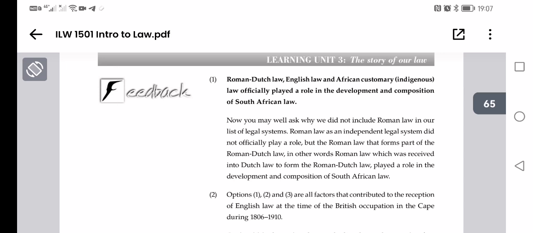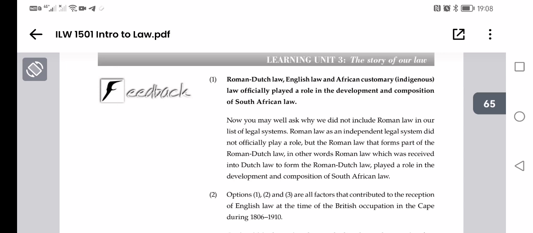Question 3. Statement A is incorrect. Only since the adoption of the Constitution in the 1990s has African customary law been playing a role in the development and composition of South African law. Statement B is also incorrect. Since statements A and B are incorrect, option 2 is correct and the one you had to choose.